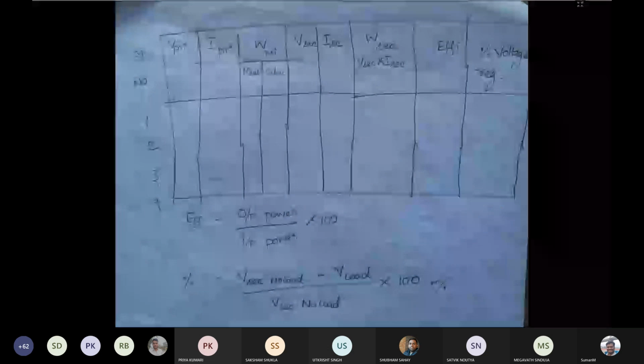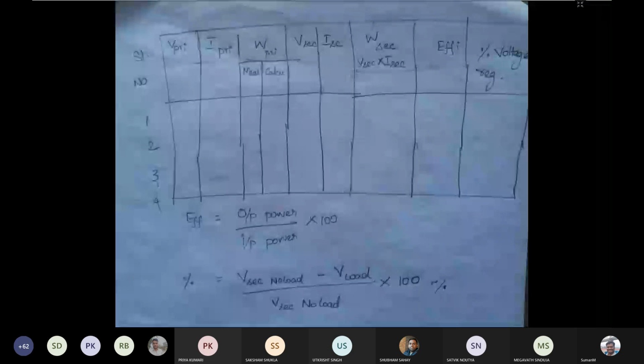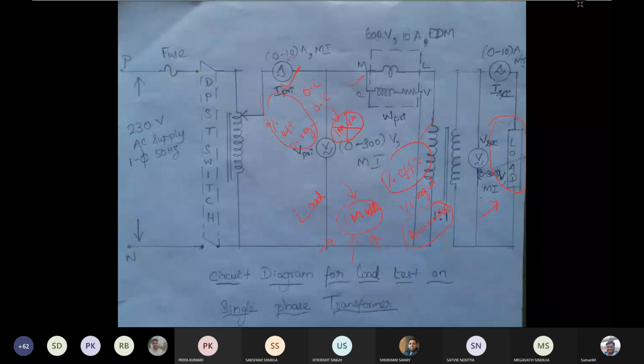Once you are doing the load test, whatever you will be measuring is the primary voltage, primary current, primary power, then the secondary current and secondary voltage. Once you know this, we are considering a resistive load, so you can just multiply voltage into current and you will get the power, that is P is equal to V into I, that is VA, since cos phi is 1.